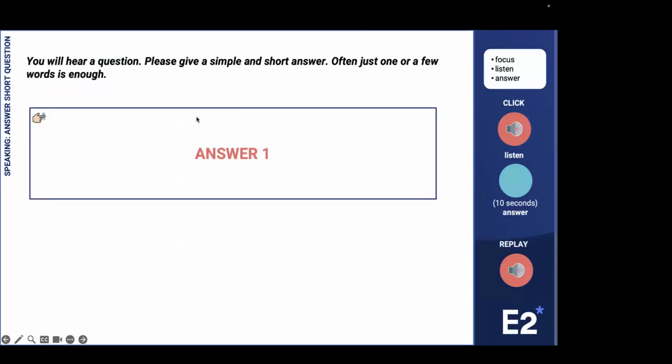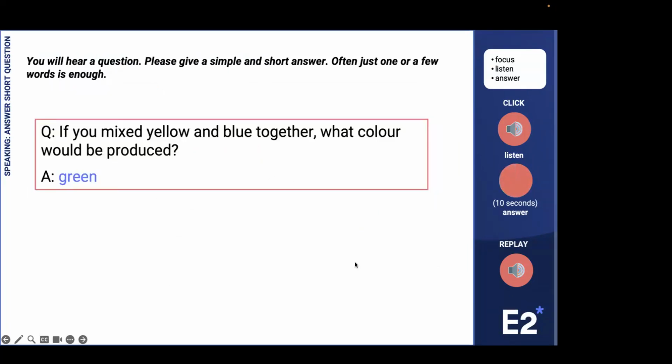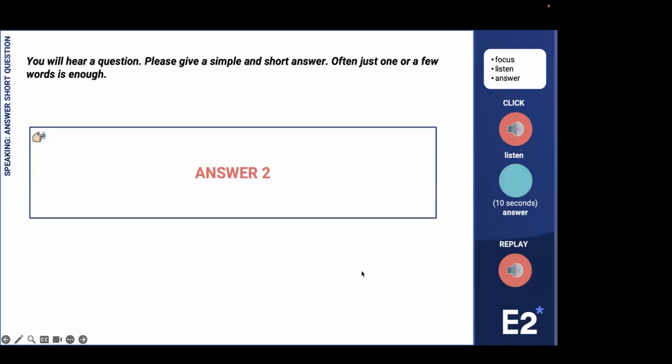There's the answer. Let's listen first. If you mixed yellow and blue together, what color would be produced? The answer, of course, is green. If you mixed yellow and blue together, what color would be produced? Green. Okay, we speak it out loud.